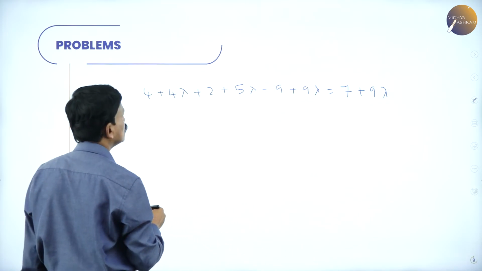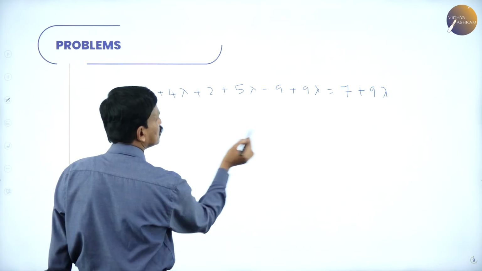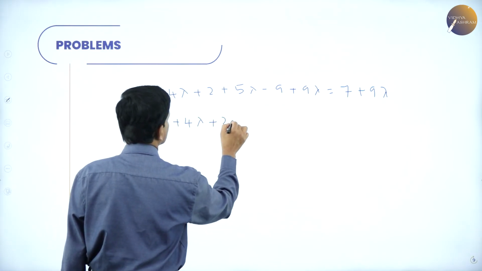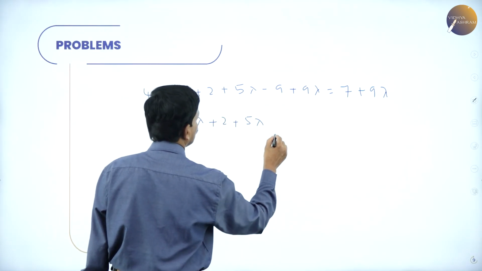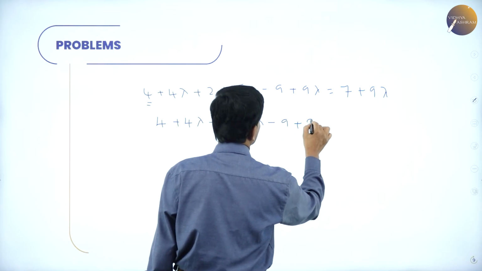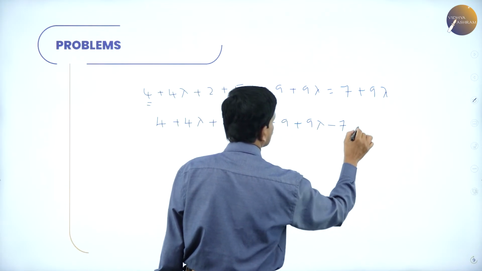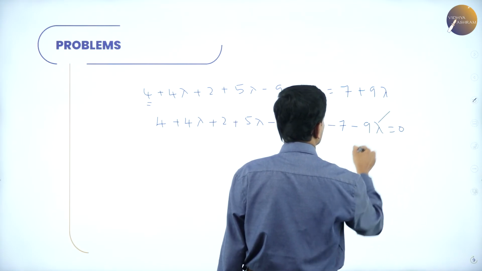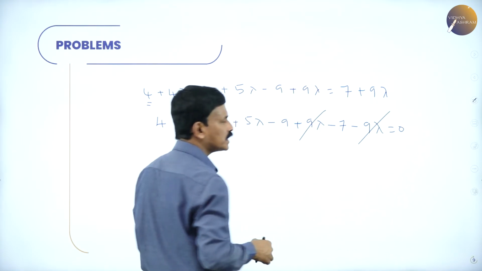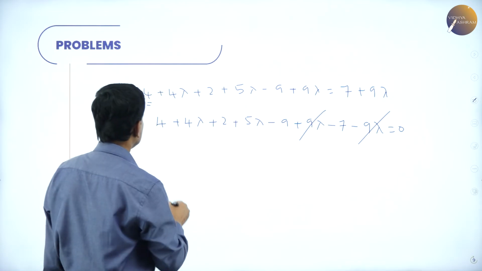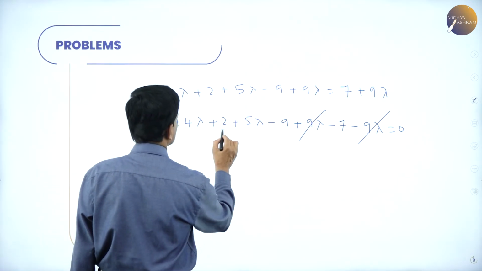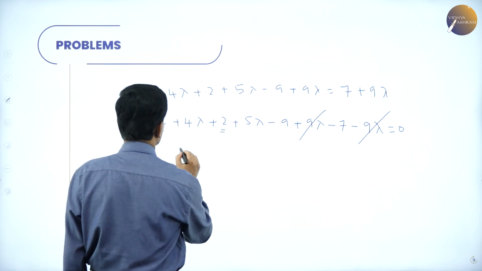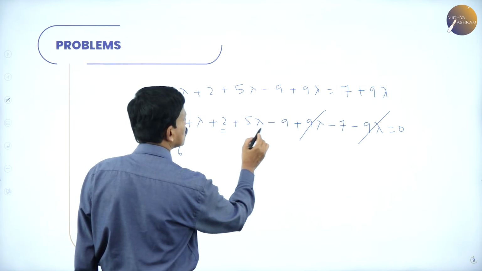Simplify this. So how much are you going to get? Transfer everything: 4 plus 4 lambda plus 2 plus 5 lambda minus 9 plus 9 lambda minus 7 minus 9 lambda is equal to 0. Minus 7 minus 9 plus 9 lambda gets cancelled, and what is remaining is 4 plus 2. Now add this. 4 plus 2 is 6.